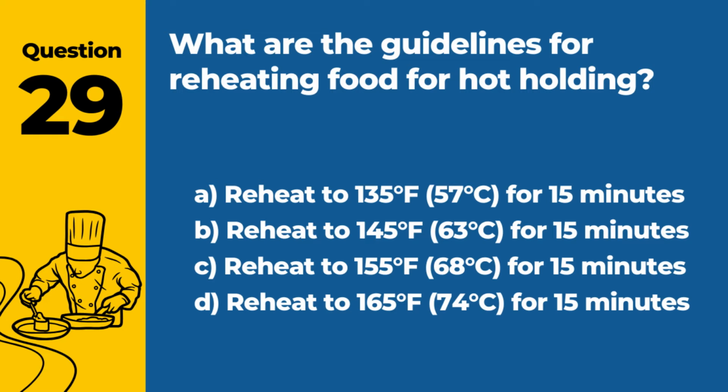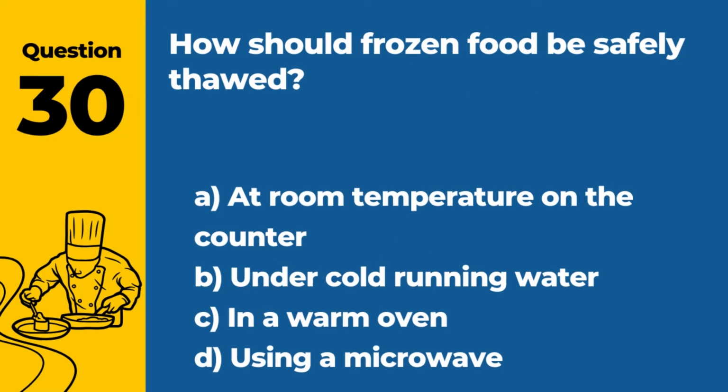Question 29. What are the guidelines for reheating food for hot holding? A. Reheat to 135 degrees Fahrenheit, 57 degrees Celsius for 15 minutes. B. Reheat to 145 degrees Fahrenheit, 63 degrees Celsius for 15 minutes. C. Reheat to 155 degrees Fahrenheit, 68 degrees Celsius for 15 minutes. D. Reheat to 165 degrees Fahrenheit, 74 degrees Celsius for 15 minutes. Answer: D. Reheat to 165 degrees Fahrenheit, 74 degrees Celsius for 15 minutes. The guidelines for reheating food for hot holding are to reheat it to 165 degrees Fahrenheit, 74 degrees Celsius for at least 15 minutes.